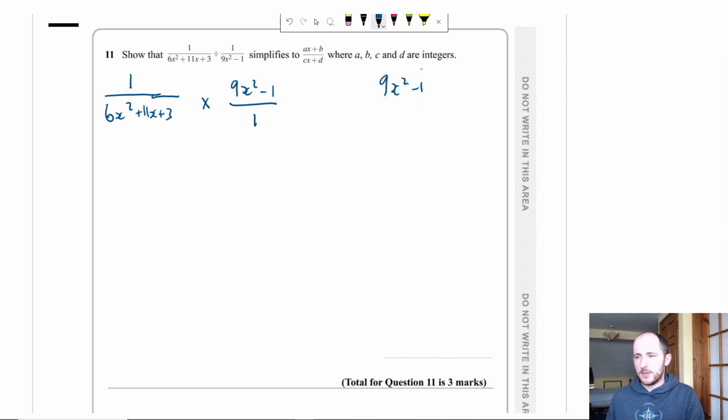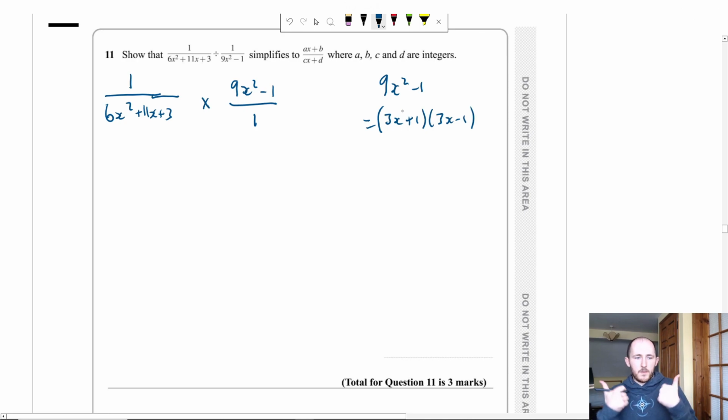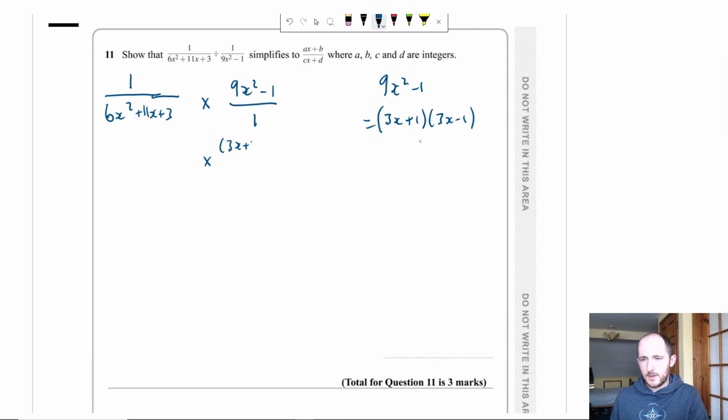So all you want to do is two brackets. What's the square root of 9x squared? It'll be 3x. The square root of 1 is 1, so we have 3x plus 1, 3x minus 1. That's how you factorize that. Cool. So instead of 9x squared minus 1 on the next line, I'm going to put 3x plus 1, 3x minus 1. So let's actually fill that in now. It's 3x plus 1, 3x minus 1 over 1.